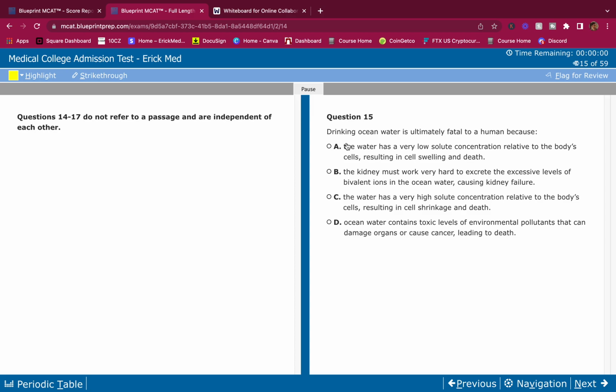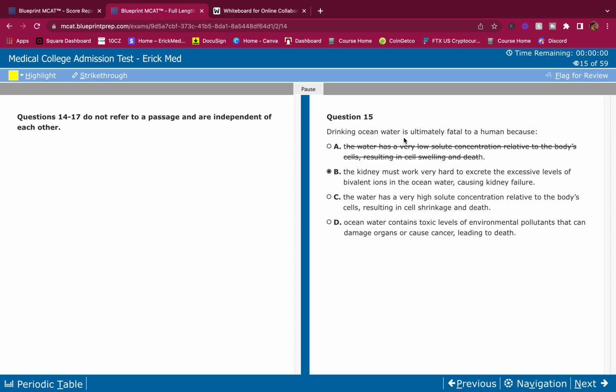"Water has a very low solute concentration." No, the water has a high solute concentration. "The kidney must work very hard to excrete the excessive levels of bivalent ions in the ocean water." Maybe. I don't know if there are bivalent ions in the ocean water. I don't think so. But that doesn't answer the question and what they're testing. Remember, the MCAT tests your content knowledge, and that does not involve whether the ocean water has bivalent or monovalent ions. The MCAT tests your understanding of osmosis, hypertonic, hypotonic, and isotonic solutions. So we're going to pick an answer based off that.